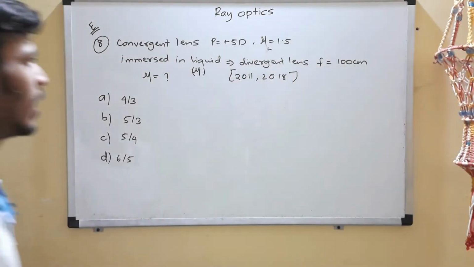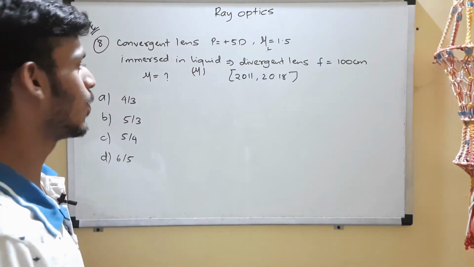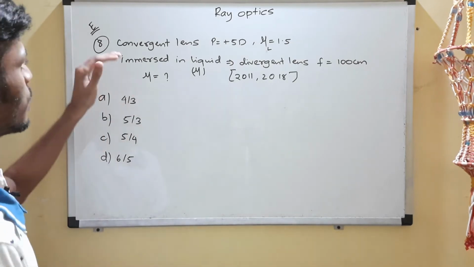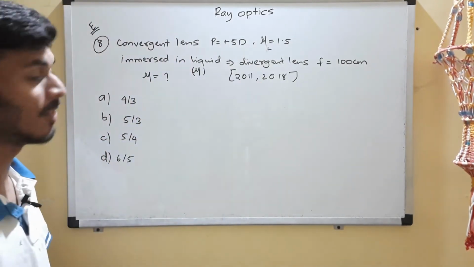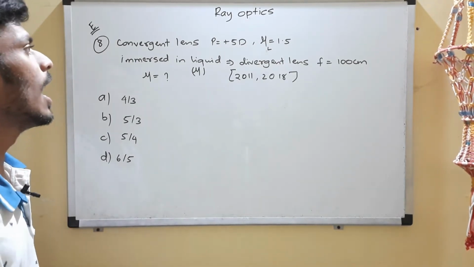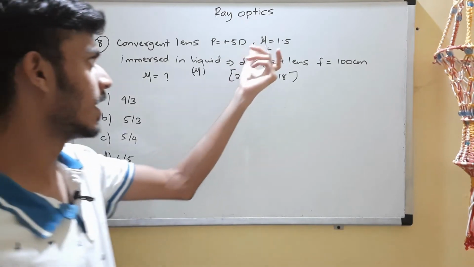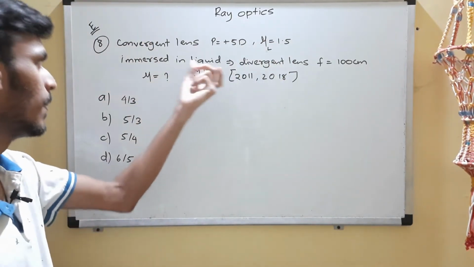So question number 8 over here, this is the question that has repeated twice in 2011 and 2018. So let's get to it. So in this question, we have a convergent lens with power 5 diopter. Okay, so plus 5 because it is converging. Okay, and it is given that the refractive index of the lens is 1.5. Okay, and this lens is now immersed in liquid.